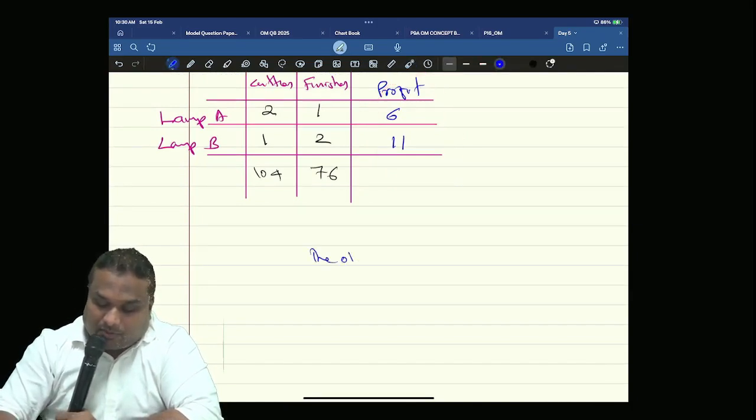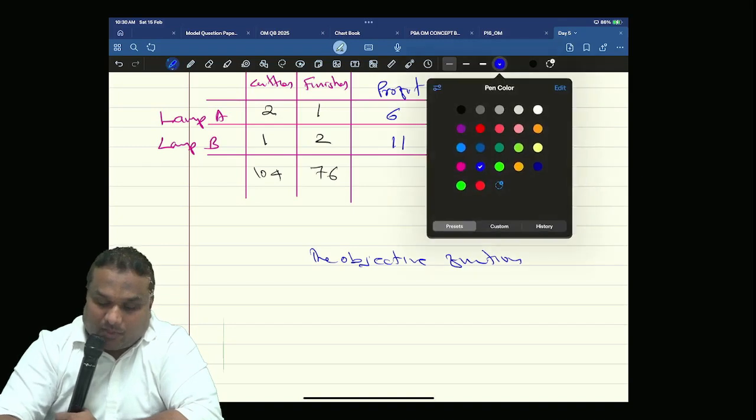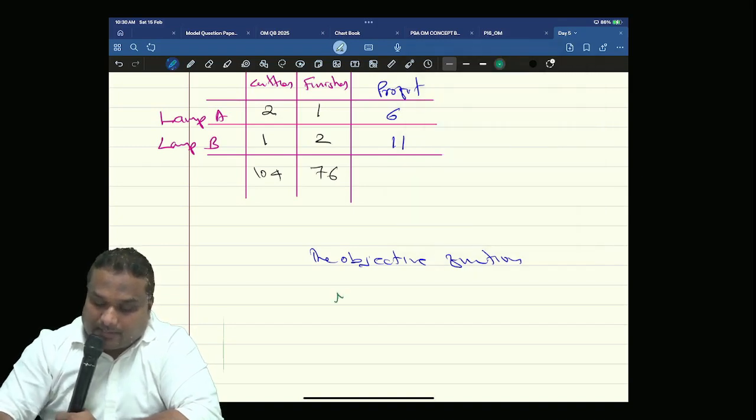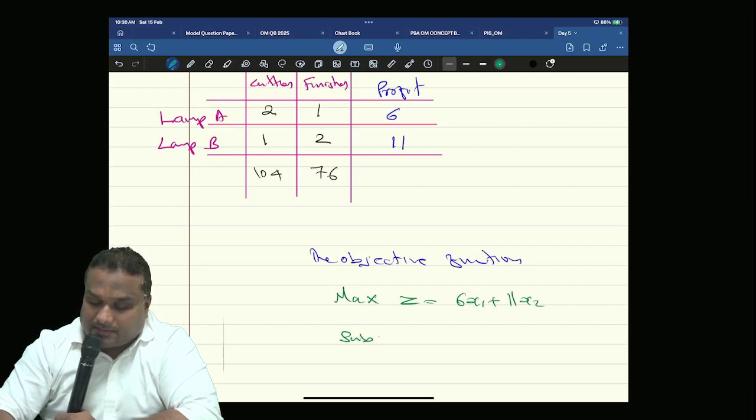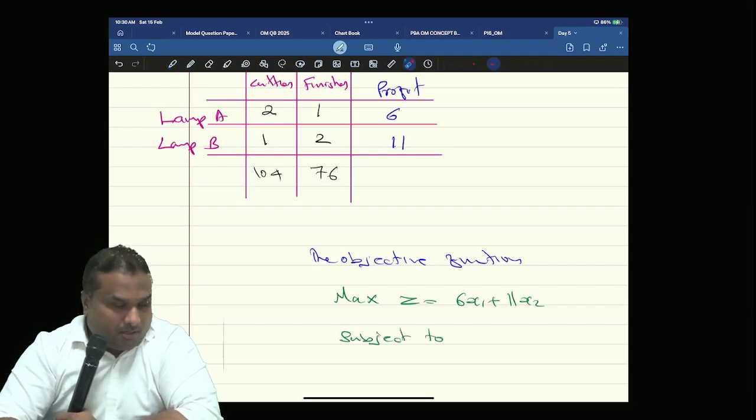Profit. So the objective function is, tell me, what is the objective function? Maximize z is equal to 6x1 plus 11x2, subject to. What does it mean? Subject to. Now go to lower.